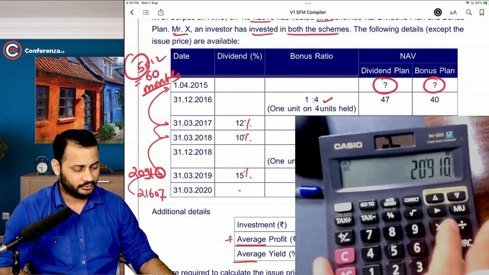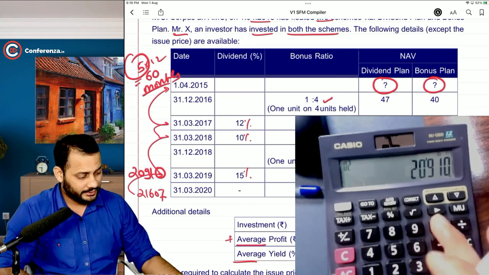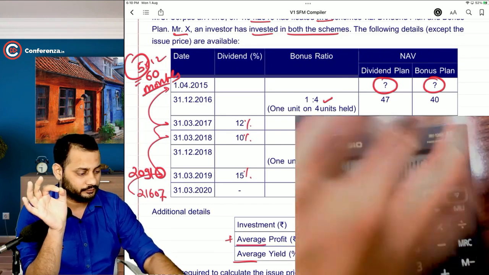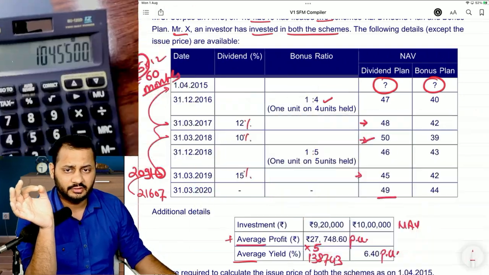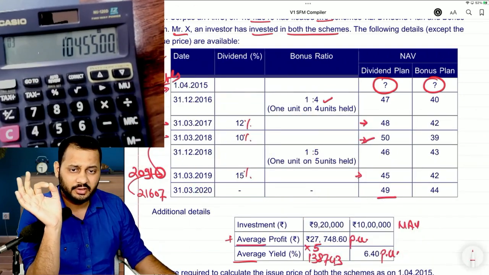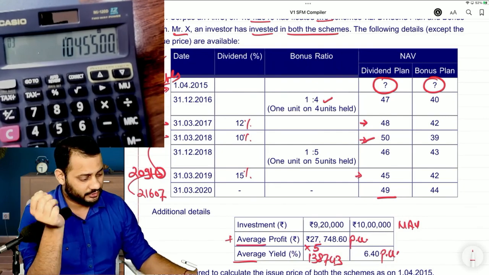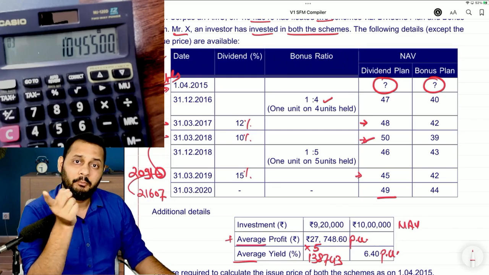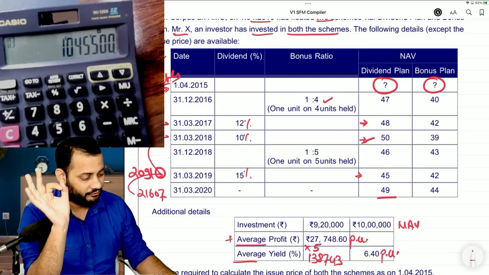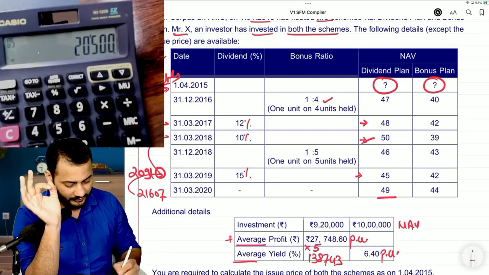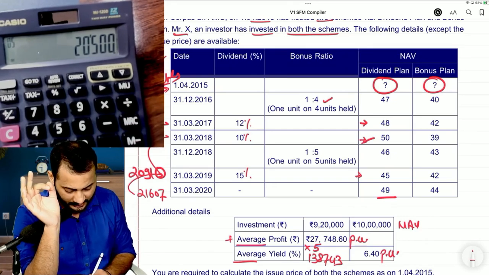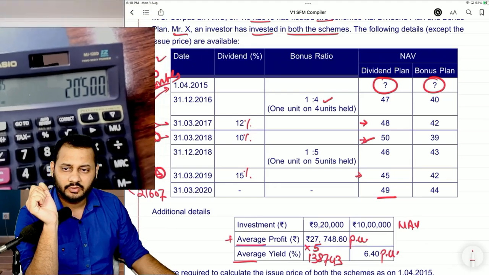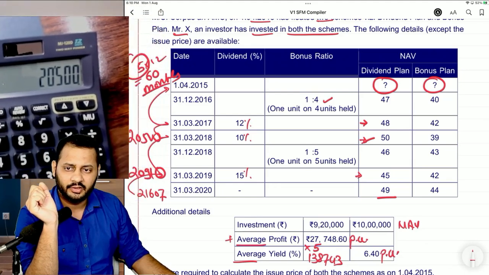Have a look. So 2910, let's multiply it with 50, divided by face value. Face value is 10 rupees into dividend rate, which is 10%. So that is 1. 10 rupees into 10% is 1 plus NAV, which is 50. That means 51. So divided by 51, you will get 20,500 as the opening units here.